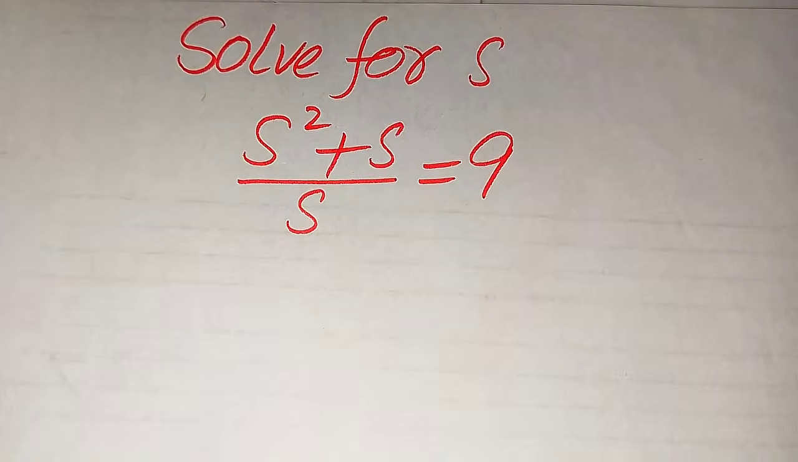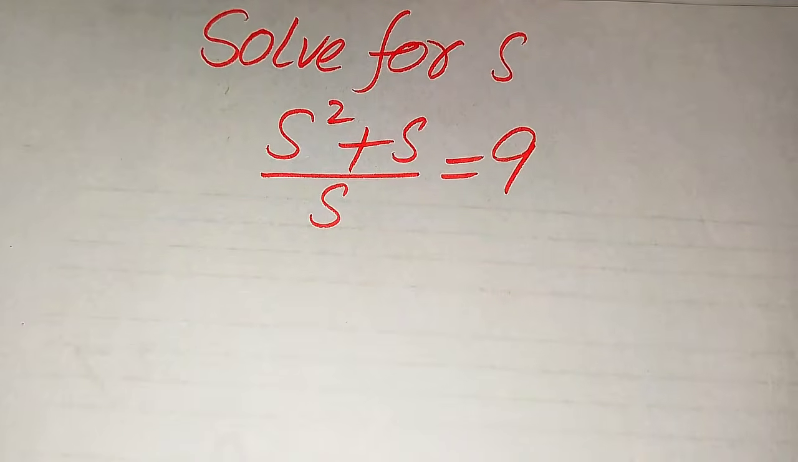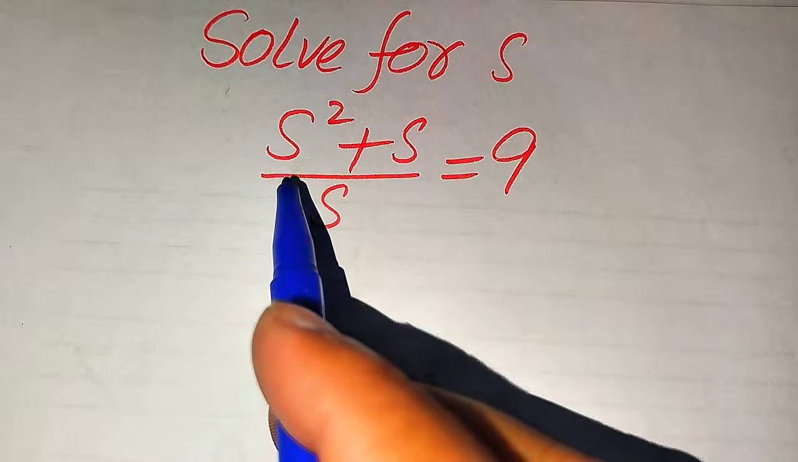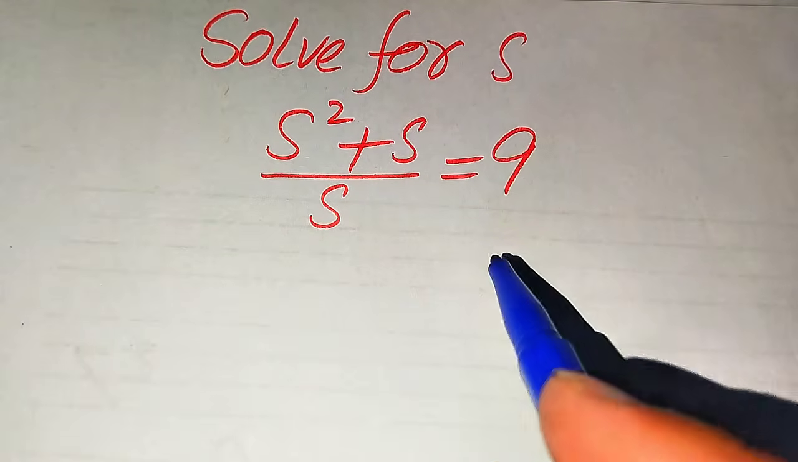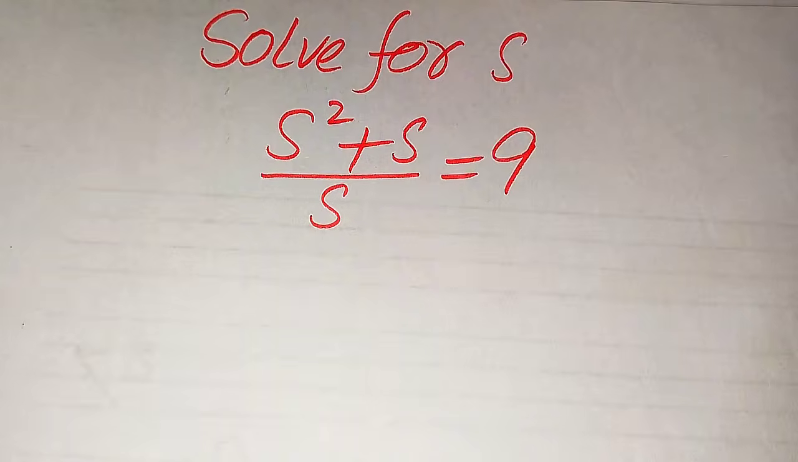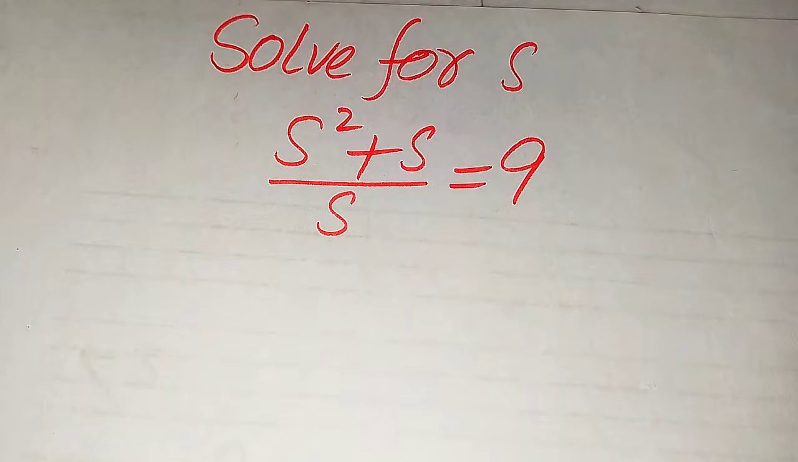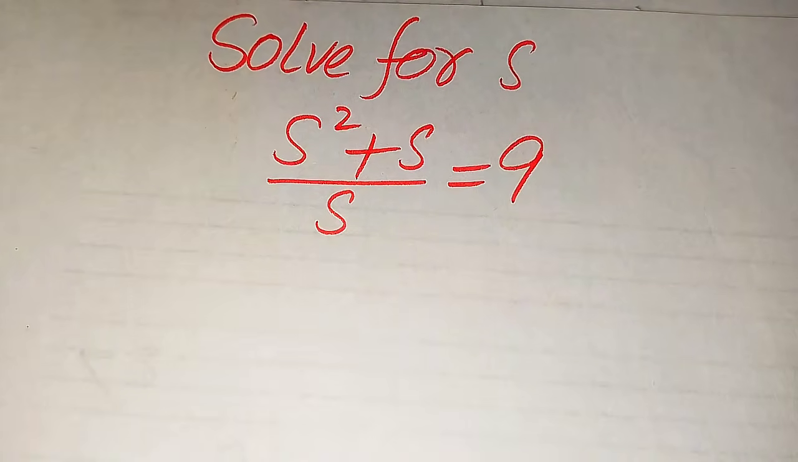Hello everyone, how to solve this problem for the values of s. If we have (s square plus s) divided by s is equal to 9, we solve this problem for all the values of s. So first we need to find all the roots of this equation, and at the last we will verify which of the roots are solutions or which of the roots are extraneous roots.